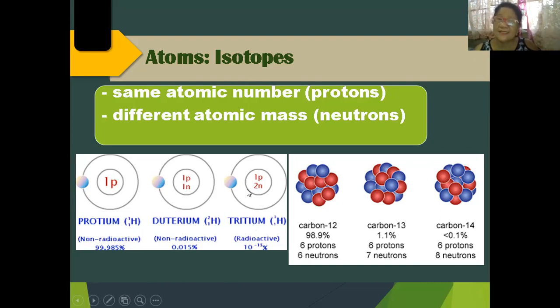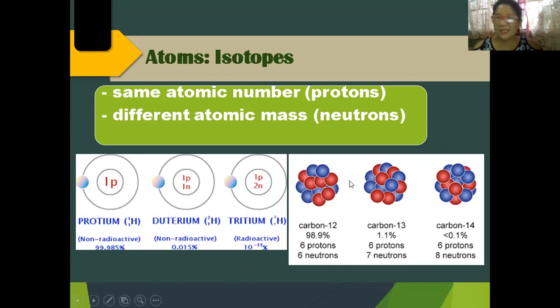It has an atomic mass of 3 and 1 proton, so 3 minus 1 is 2. Therefore, tritium has 1 proton and 2 neutrons. And that is isotopes. You get it? Isotopes have the same number of protons, but they differ in mass number. That is why their neutrons differ.